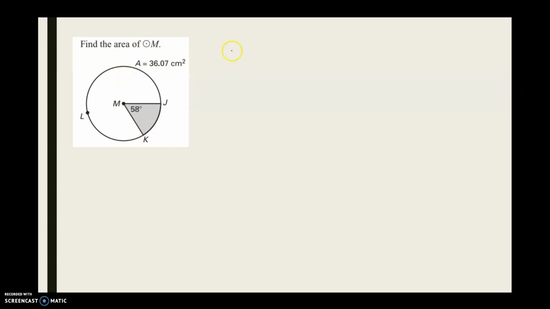So setting this guy up, remember you have the measure of your arc over 360, and that's equal to your area of the sector over pi r squared. Well, in this case, they're telling you what the area of the sector is, and you have to find the area of your circle. So this is going to be your unknown. Area of the circle is what we're trying to find. And you know the area of the sector is 36.07. The measure of your arc is 58, and all of this is over 360. So it's a little bit different in how you're setting it up. What's your unknown? And then you're going to cross multiply the same way.